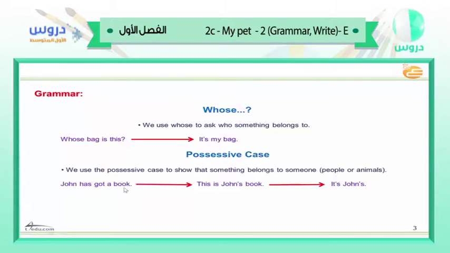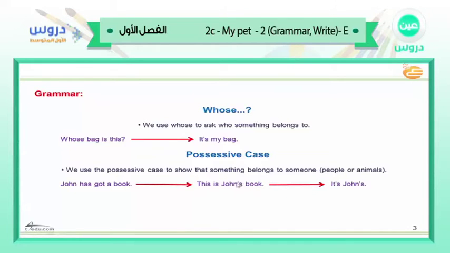John has got a book. Very easy. A simple sentence. John has got a book. This is John's book. Now I understand. John's book. So the book is for John. So we can say this is John's book, or we can say John's.